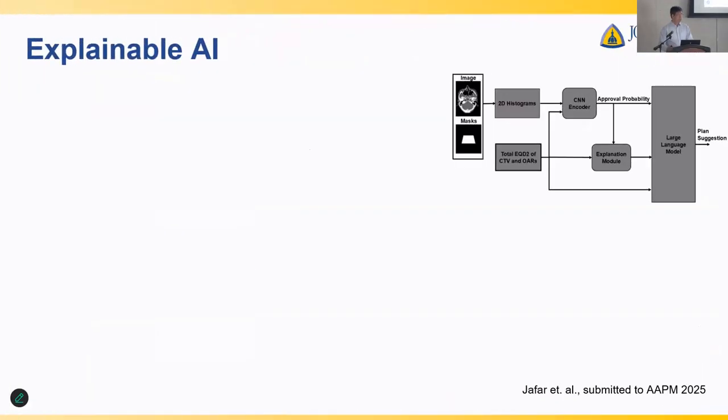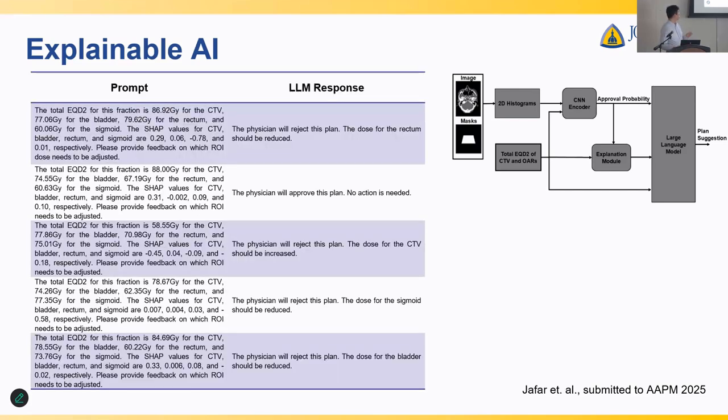So to do this, we actually try to see whether we can leverage some of the language models these days to get some things done. The first aspect is explainable AI. For this, we try to build a network that tries to convey to the physician, or convey to the planner, if the plan will be approved or not approved. If it's not approved, what is the area that has to be improved? So we built this network to achieve this goal, and this is just a few examples.